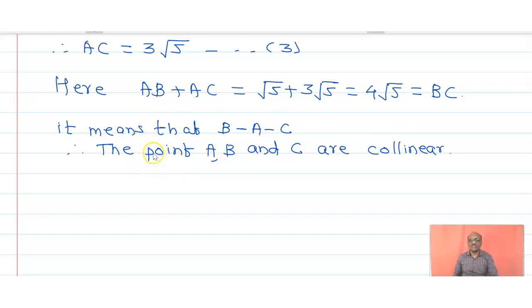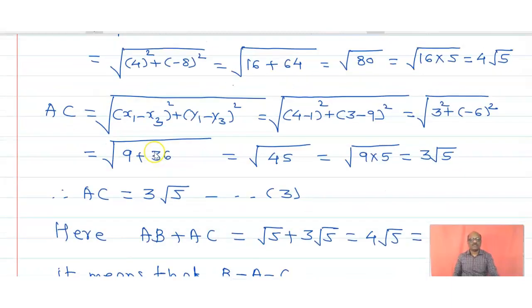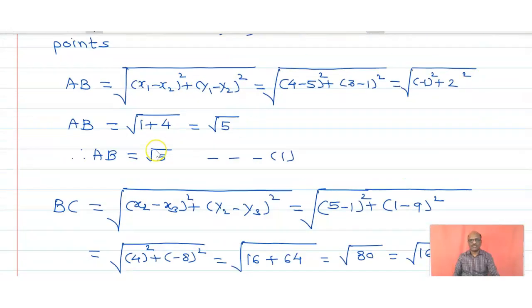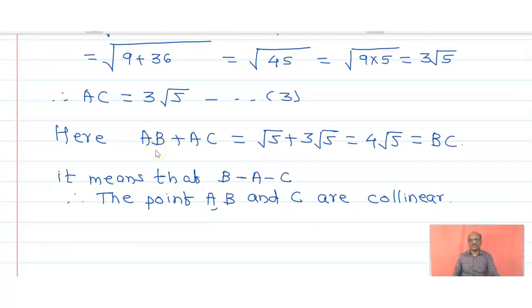Therefore, the points are collinear, and in this way we have completed this chapter, coordinate geometry. I will see you in the next video.